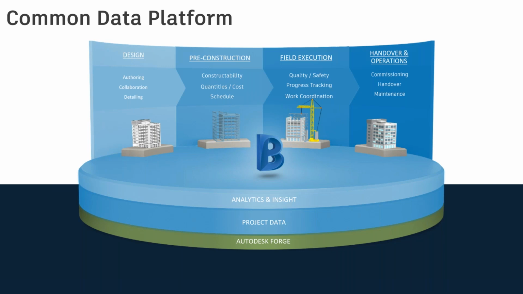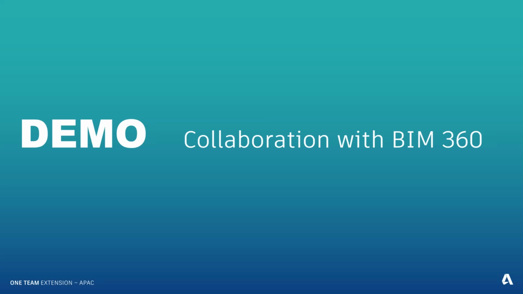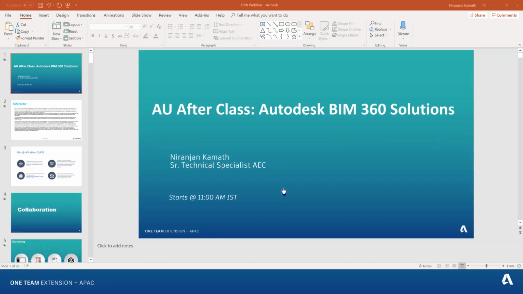So as you see, everybody communicates to the same central data platform. So at any given time, whether it is the design, pre-construction, field, or execution team, they get the latest data and they see the latest information from the site, how it works. Now let's see the collaboration on BIM 360, how it works.